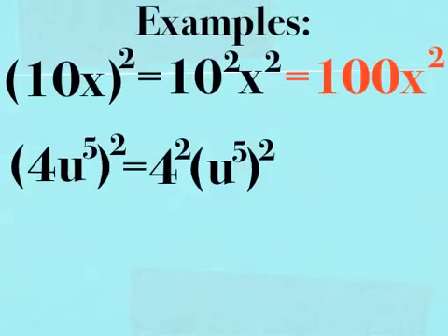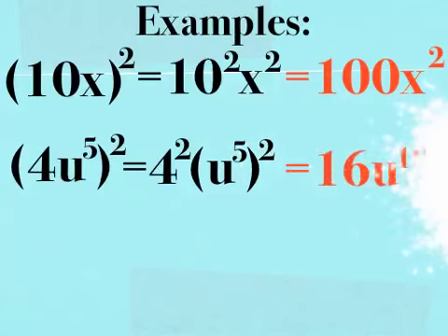Well, 4 squared means 4 times 4, which is 16. And then u to the fifth in parentheses squared means I need to multiply the exponents 5 and 2. So I get 16u to the 10th power.